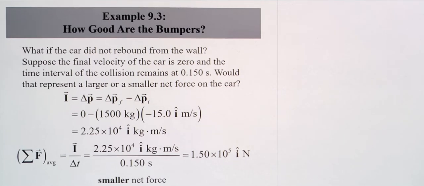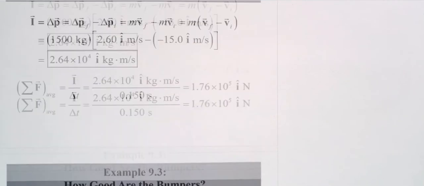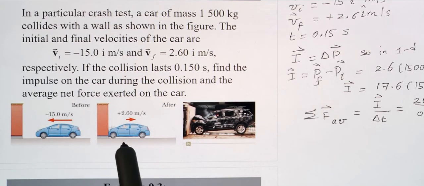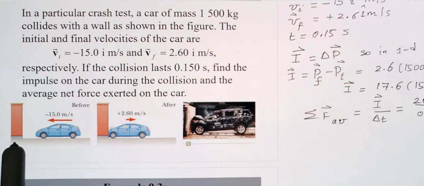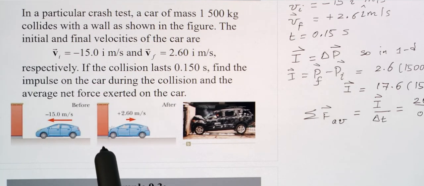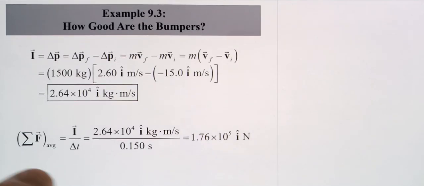He will assume that the car did not rebound, so it hit the wall. So in the first situation, the car hit the wall, so as a result the car rebounded to the right. Now he is talking about assume that we didn't let the car rebound to the right. Meaning the car hit the wall and stuck to the wall. What will be the difference?